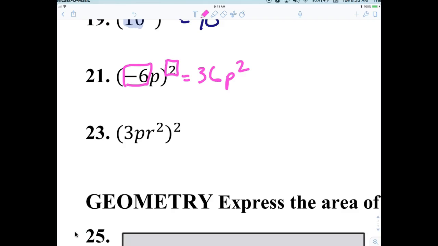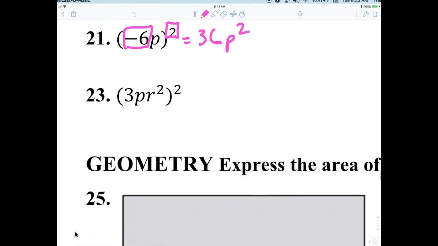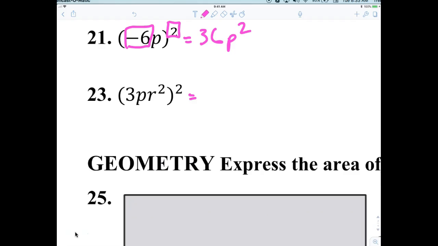Now notice it's different in number 19 because 10 had a number there. Oh, that's not. That is it. I know. Listen. You also do like if you said the exponent is a even number, you know. Yes, that's correct. A negative to an even power is positive. Negative to an odd power is negative. All right? Now, on number 23, that should then be easy for you. 9p squared r to the 4th.